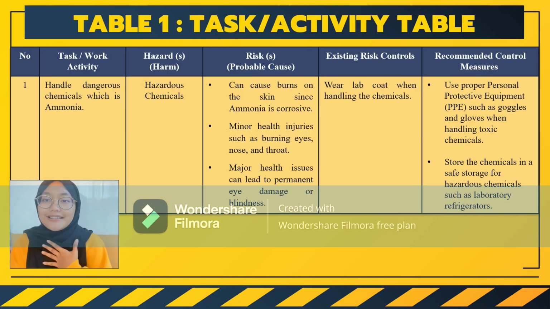Hi everyone, I'm Hania. Right now I'll be presenting about the task activity table. The first task is handling the dangerous chemical, which is ammonia. The hazard is hazardous chemical and the risks from it are skin burn, since ammonia is very corrosive, and burning of the eyes, nose and also throat. The recommended control measure is to wear full PPE such as goggles and gloves when handling the chemical.